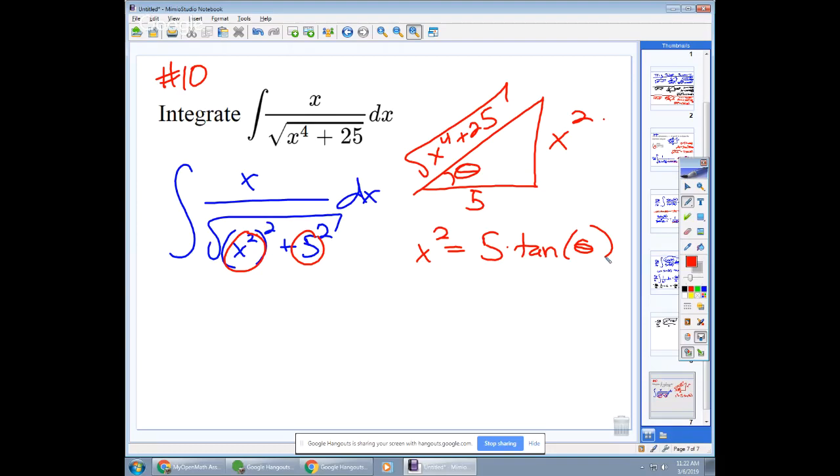So x squared is equal to 5 times the tangent of theta. This is where things get interesting. The dx is going to be a bit of a challenge because of the x squared there. So I think what I would like to do is rewrite that as x equals the square root of 5 times the tangent of theta. See if this works.